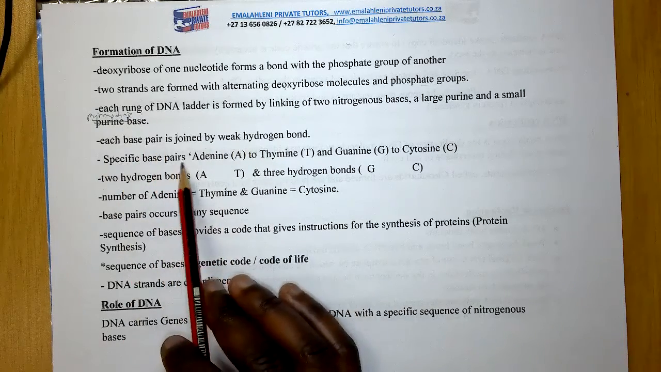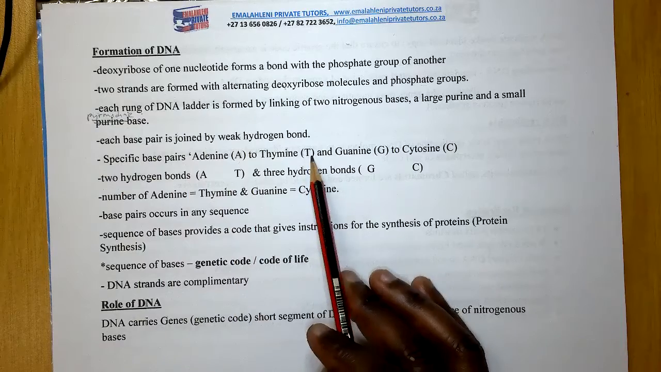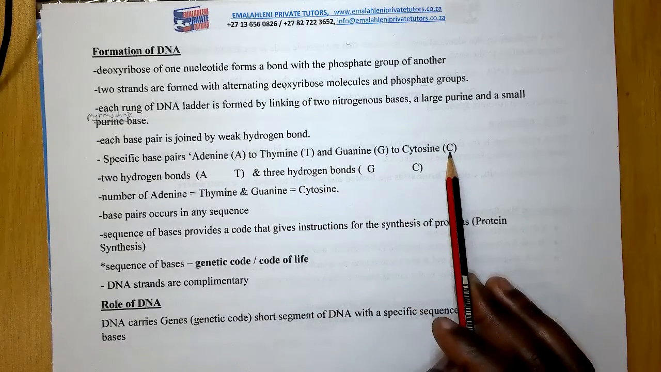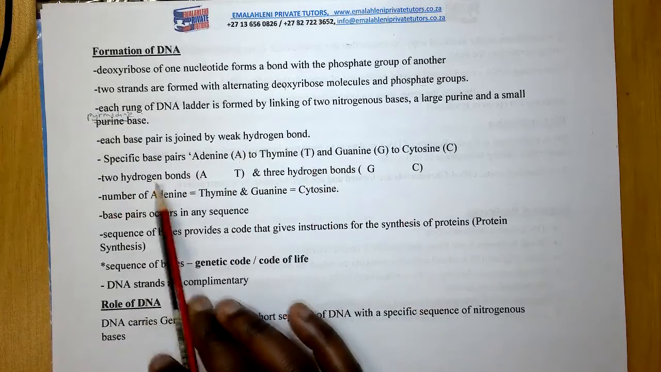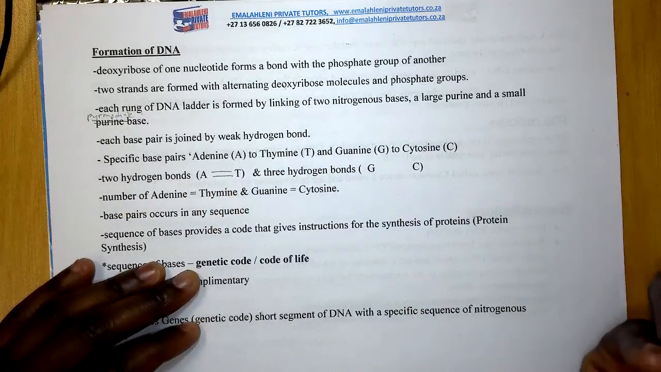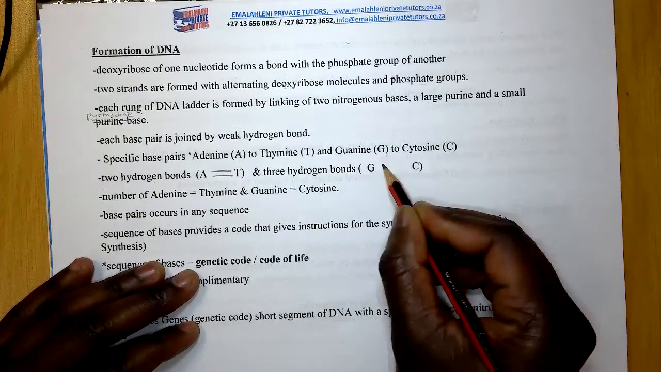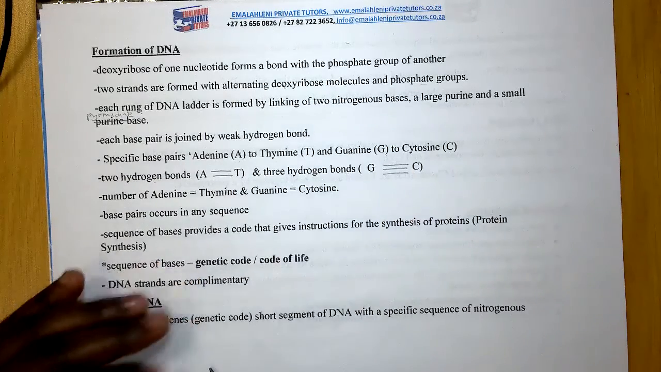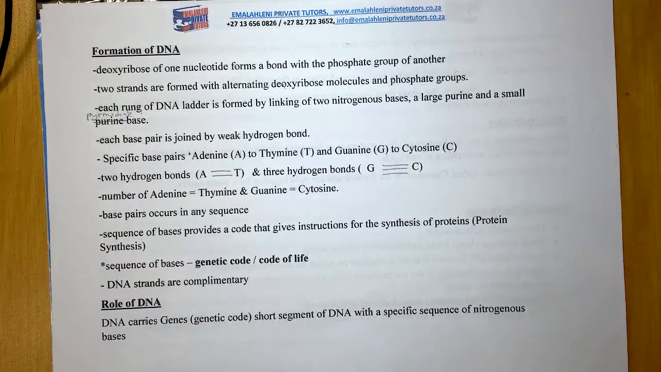Specific base pairing: we have adenine connecting only to thymine and guanine only connecting to cytosine. Then two hydrogen bonds for A to T. So we have two hydrogen bonds connected there. Then we have three hydrogen bonds for G and C. The number of adenine is equal to the number of thymine. It has to be balanced because they do pair, and base pairs occur in any sequence. Then the sequence of bases provides a code that gives instruction for synthesis of proteins. This sequence of bases is what we call the genetic code or the code of life.